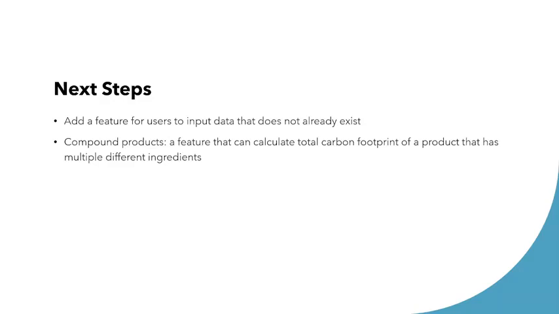And the second feature I would like to add is compound products, where if they have an item that has multiple ingredients, such as a salad, then the user can enter the name, country of origin, and quantity of each product, and then the program would calculate the total carbon footprint for all of those ingredients.